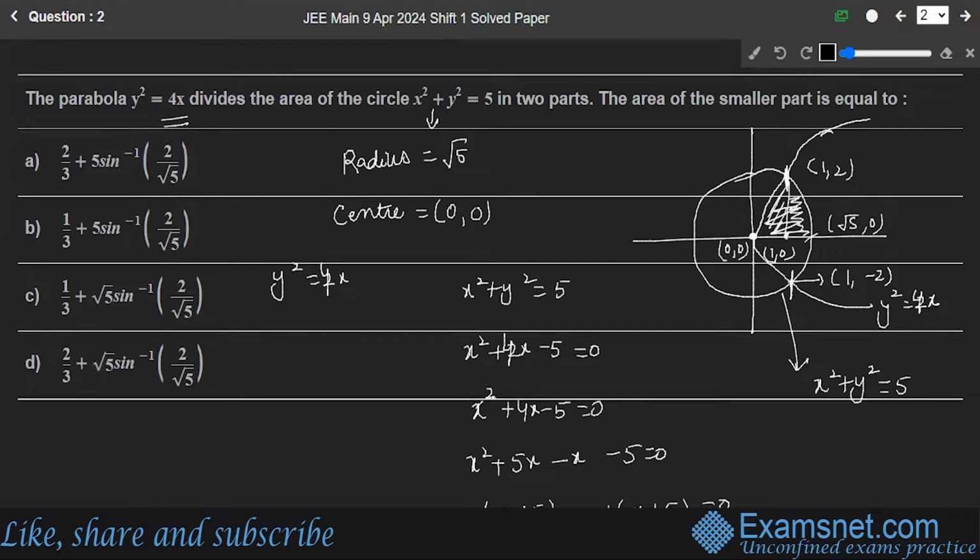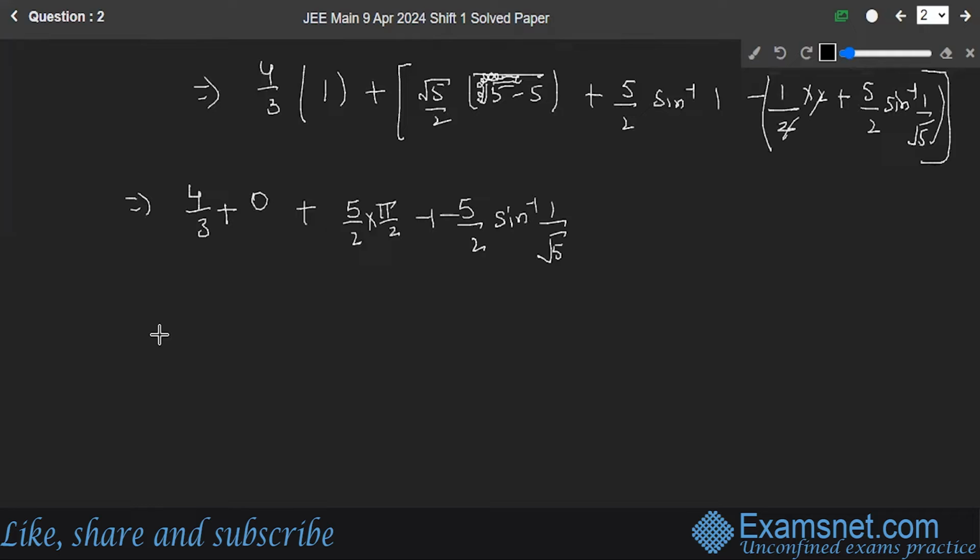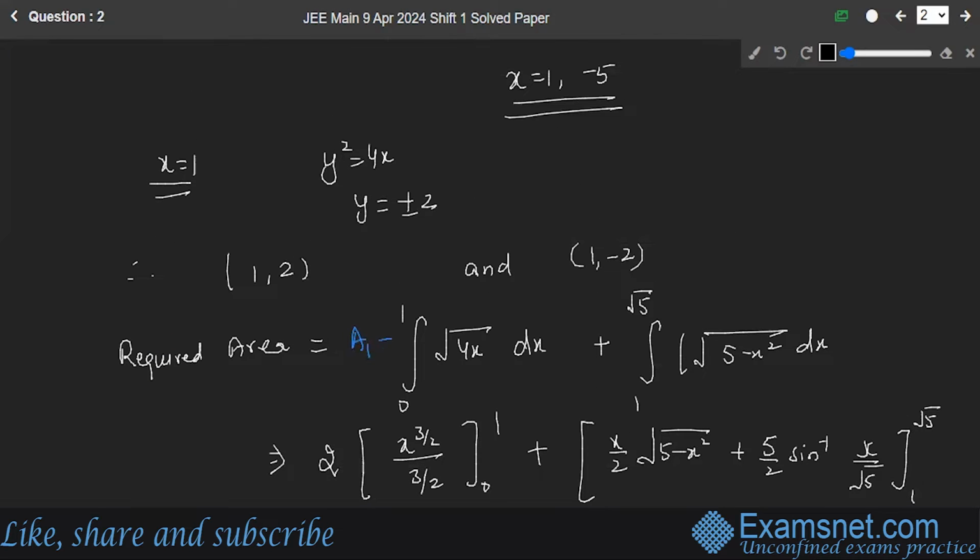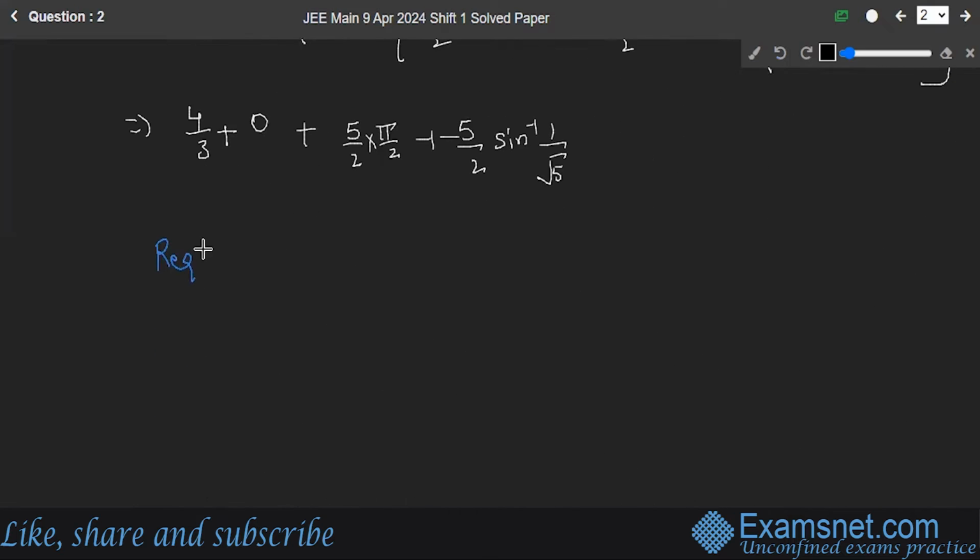This is your complete smaller part, because this will be your larger part. This one will be a larger part and this is your smaller part. So the area of the smaller part will be given by this area plus this area. So that means it will be required. Let's say this is equal to A1.